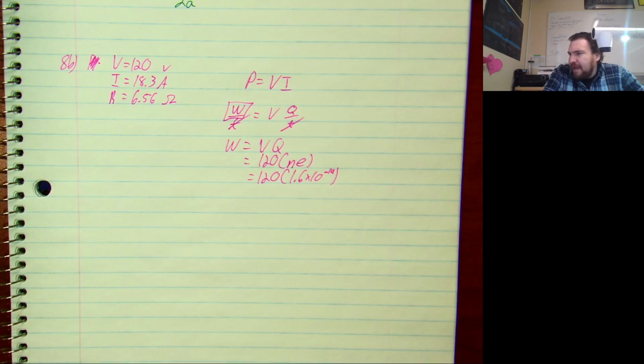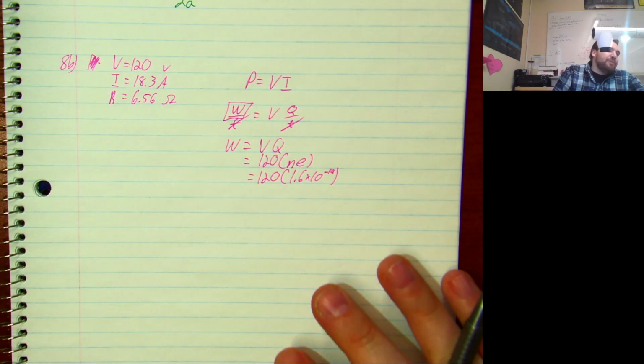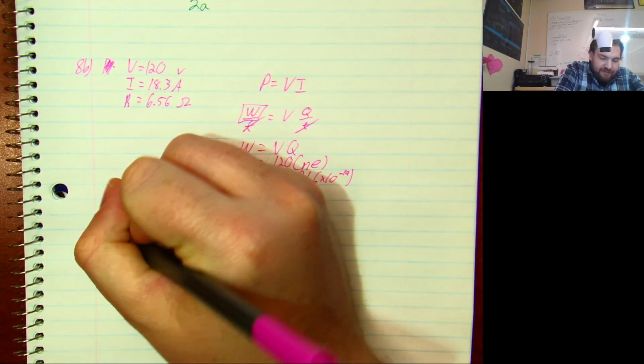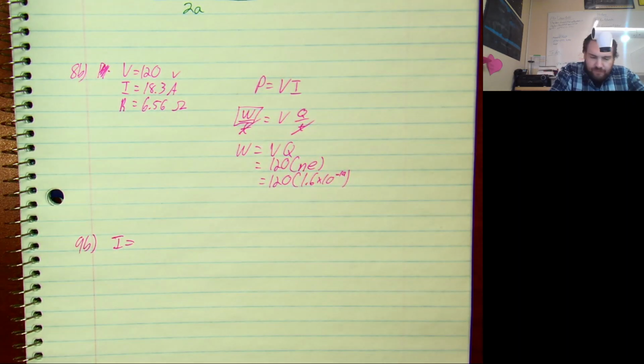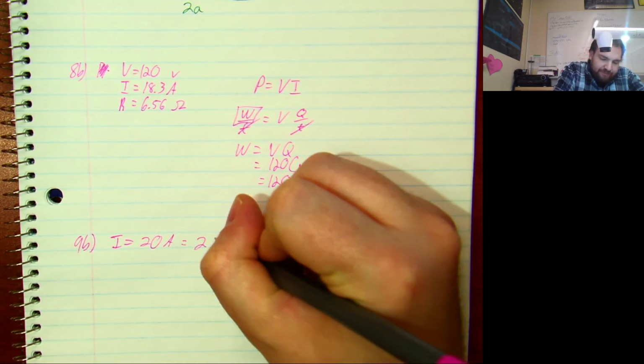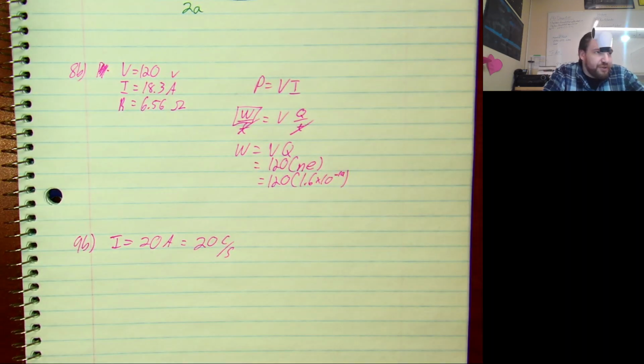Okay, on record. You said 9b. 9b says, how many electrons rather pass through the appliance every minute. So this is going to be related to current. We know the current is 20 amps, which is 20 coulombs of charge per second. So we want to turn coulombs per second into electrons per minute.